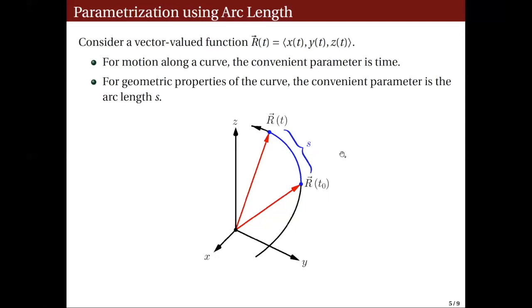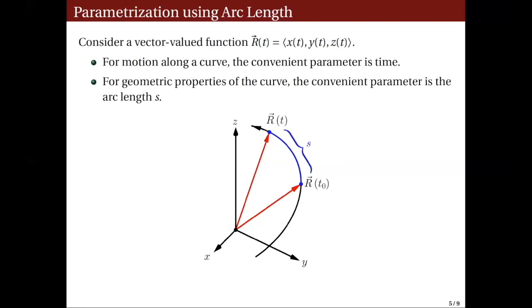Here we can see that we can actually relate the parameter t and the arc length s. When t is very close to t naught, then s would be very close to 0. If t is very far from t naught, then s becomes very large. So how do we find a nice relation between s and t?